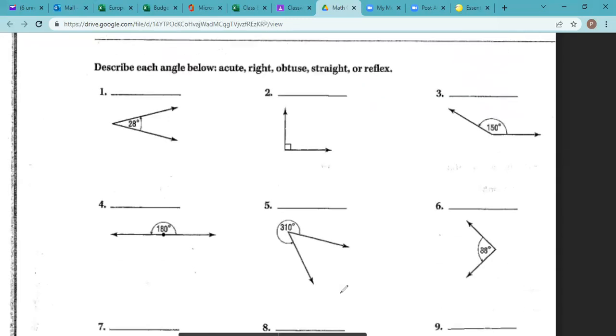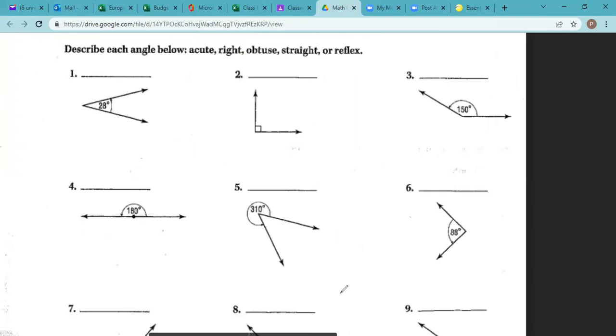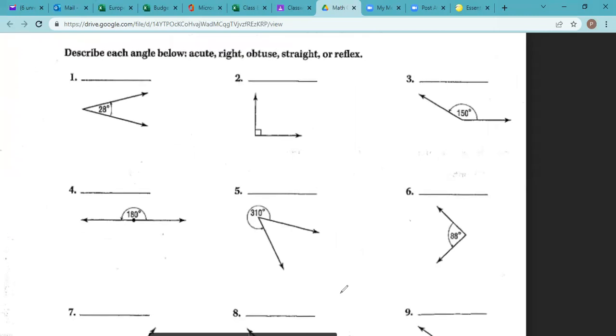All right. So as you look at these, I want you to go ahead and do 1 through 6 and pause the video. You're going to tell me whether it's an acute, a right, obtuse, straight, or reflex. So go ahead and pause the video. All right, so your answers here for number 1, and actually I'm going to go ahead and type this out so you can see it.